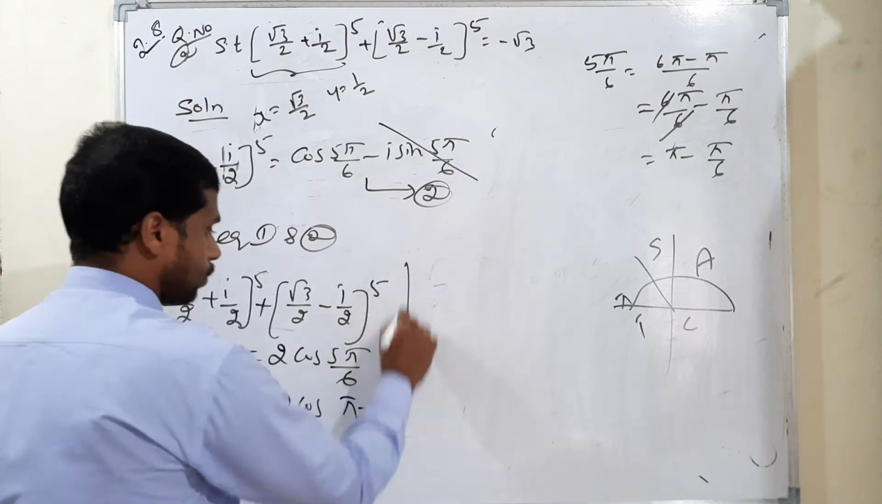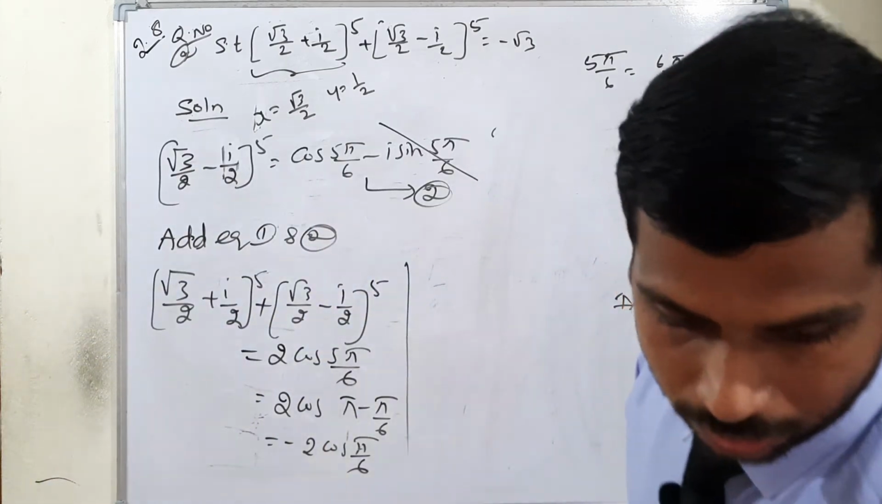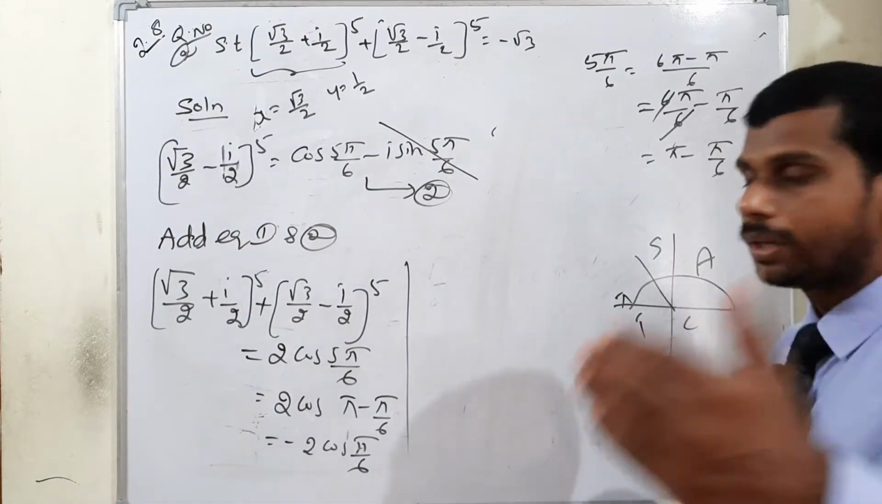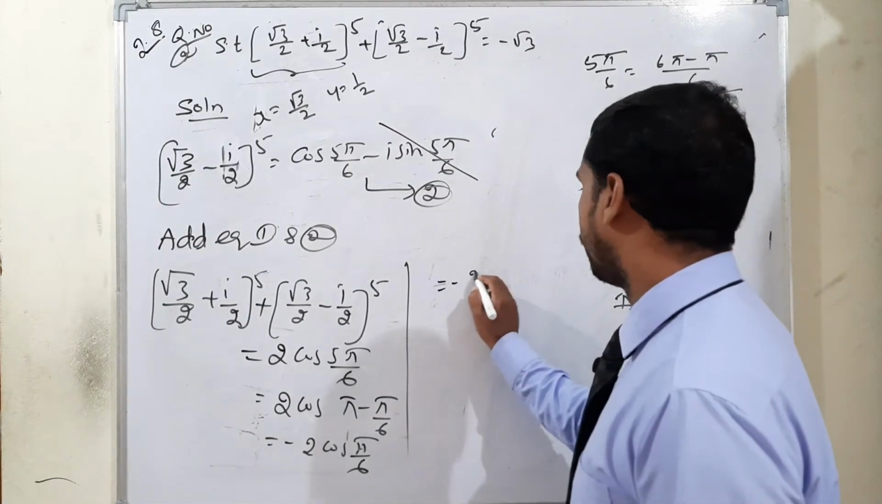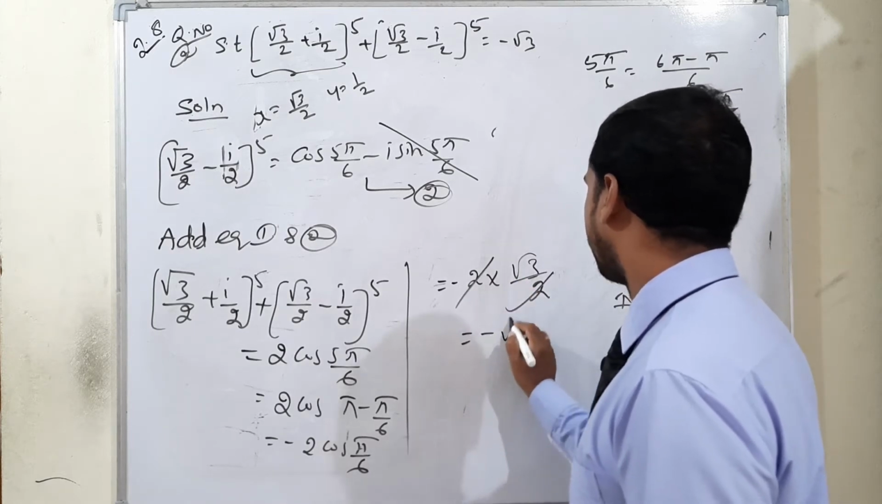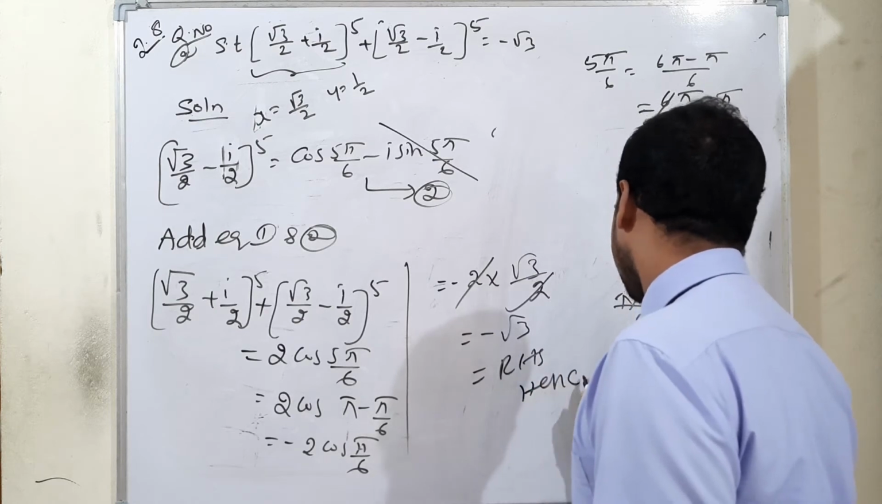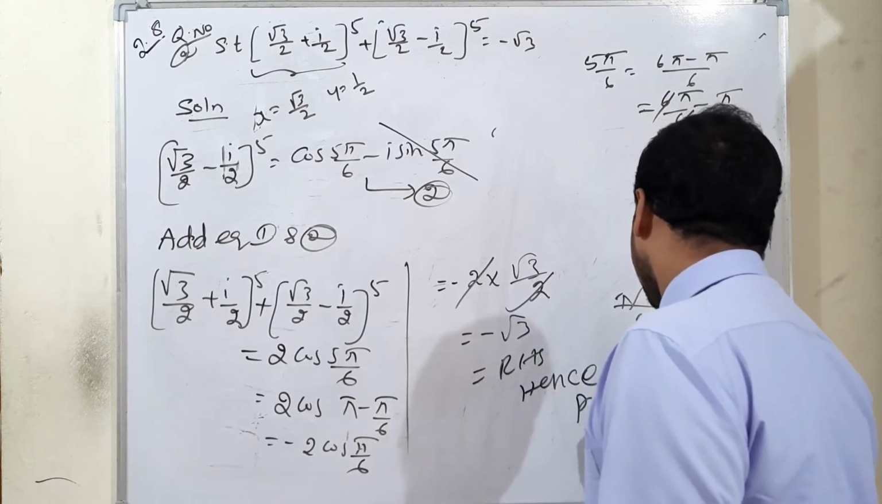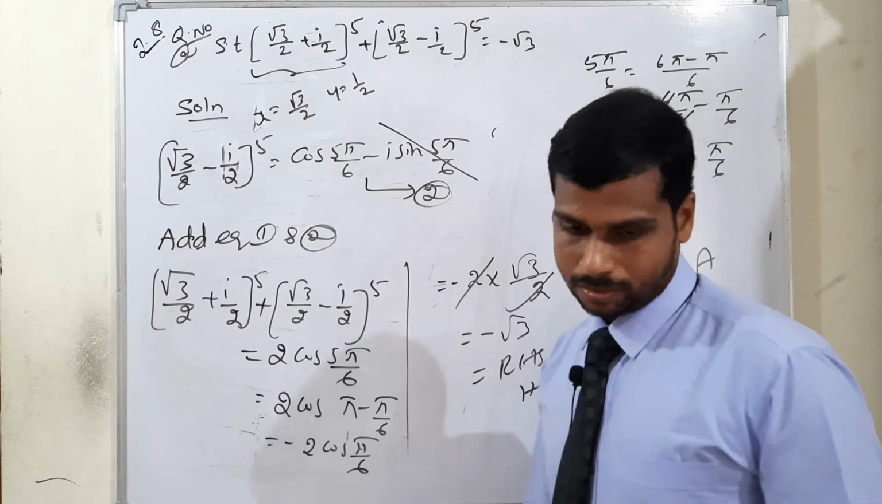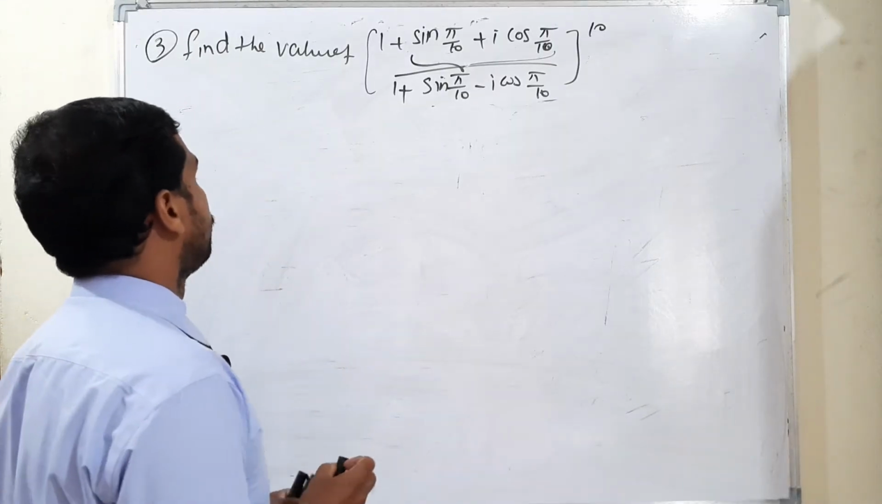So pi by 6, what is the value? Pi by 6 means cos 30 degrees, isn't it? So cos 30 is root 3 by 2. Therefore minus 2 into root 3 by 2. The 2 cancels, so minus root 3. This is our RHS. Hence proved. So 3 more questions; I am moving to question number 3 from exercise 2.8.